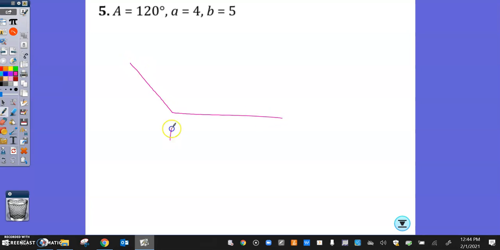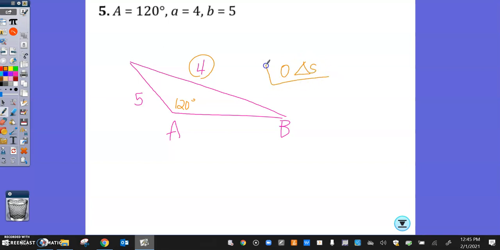Obtuse again. A, 120. 4 goes across from it. I've got B down here, and then 5. Okay, I look to see, and I say, hey, there's a mistake here. Whoops, I forgot to write 120. 4 across from my biggest degree should be my biggest side, and that's not the case. 4 is not larger than 5, so this tells me I have 0 triangles.